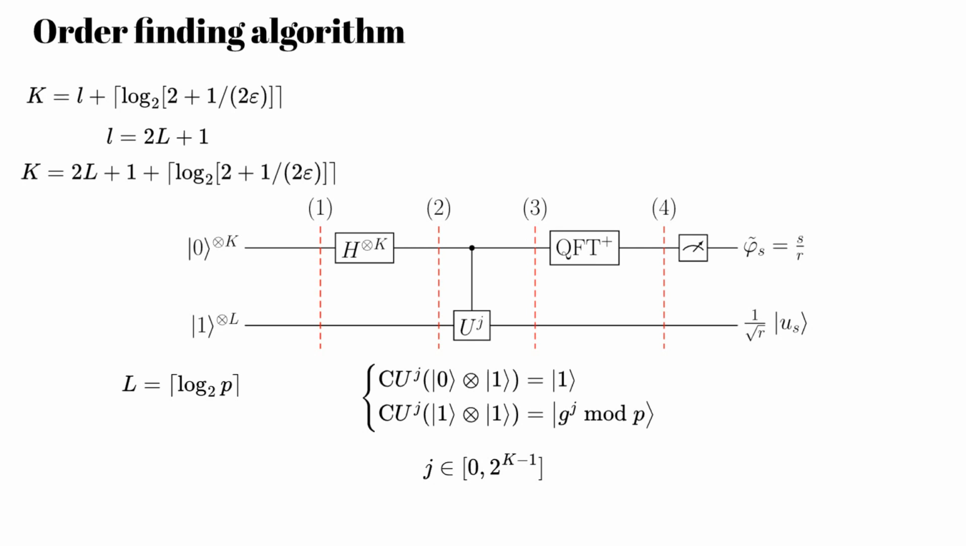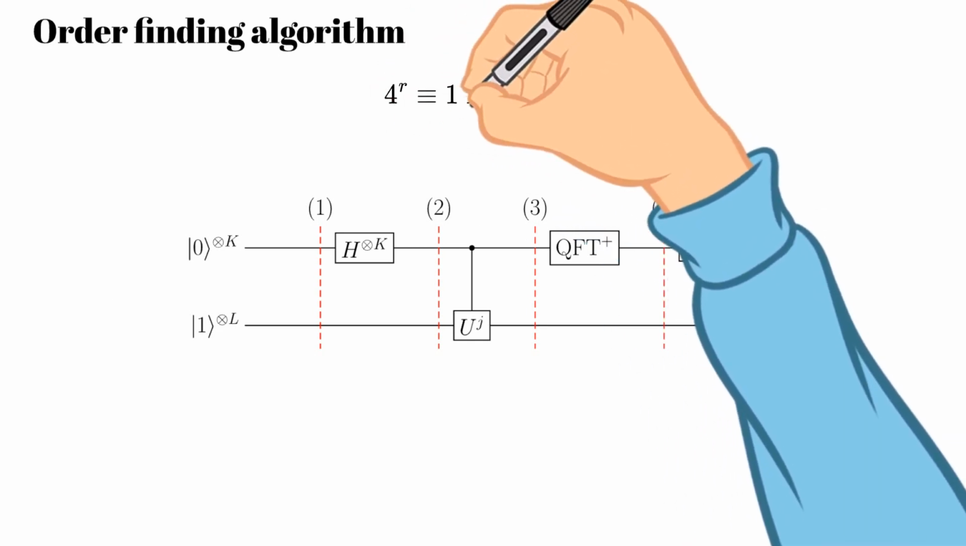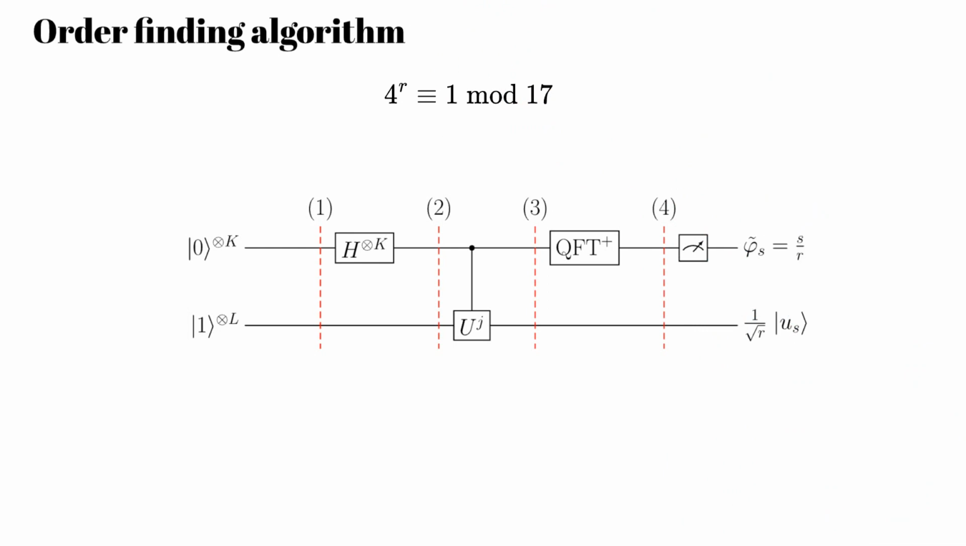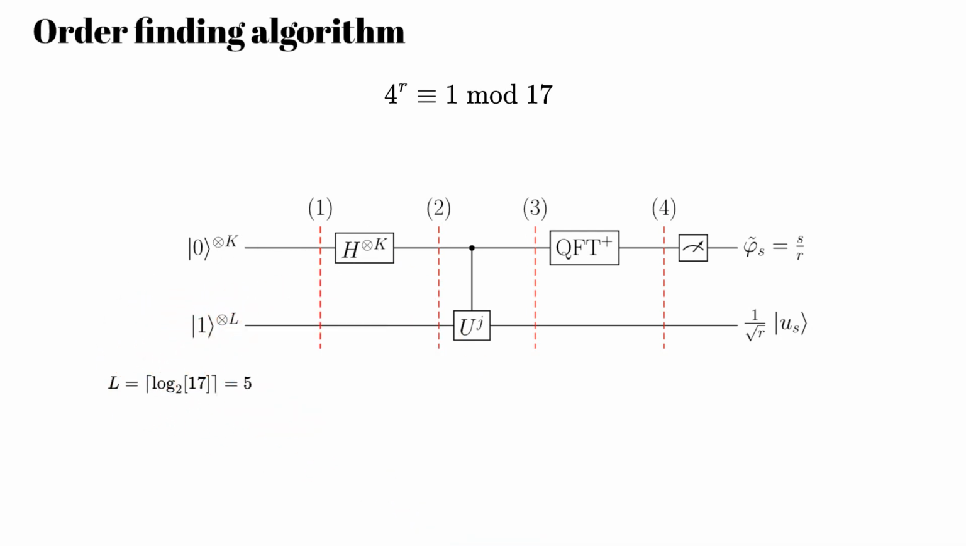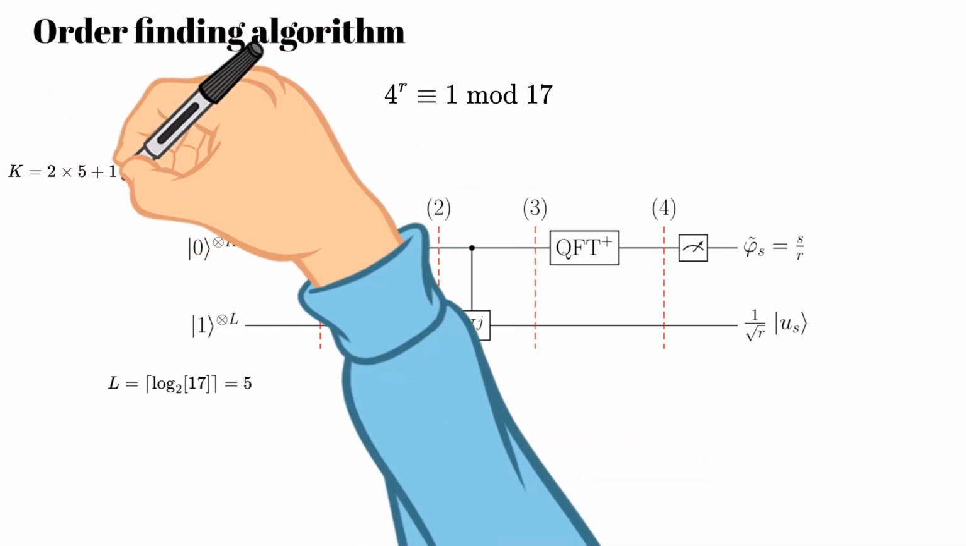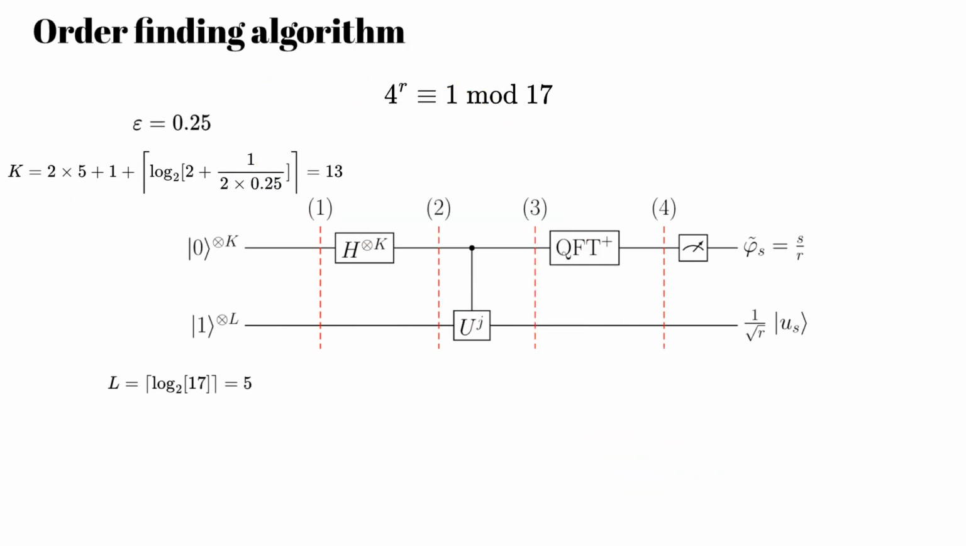Now let's see a concrete example. We want to solve 4 to the power of r equals 1, modulo 17. Because 17 is a prime number, we can use our earlier formulas to determine how many qubits we need in the first and second register. First, we set capital L to the ceiling of the base 2 logarithm of 17, which comes out to 5. These 5 qubits go in the second register. Next, we pick a failure probability of 0.25, which leads us to define capital K as 13. This means the first register will have 13 qubits in state 0.